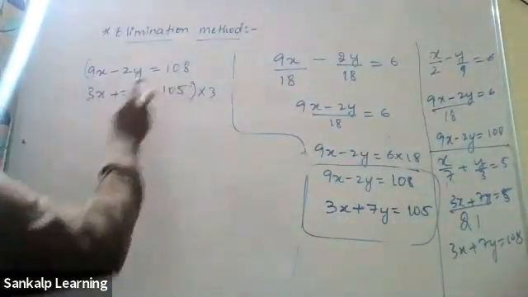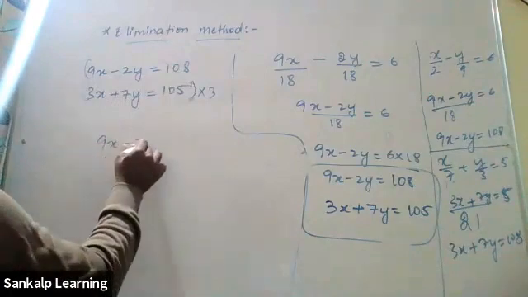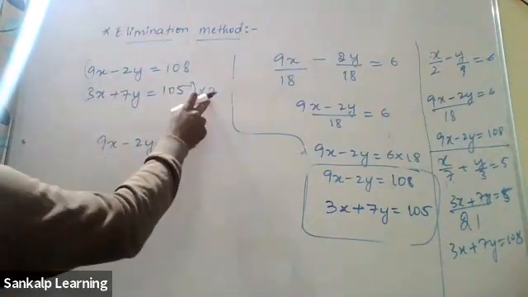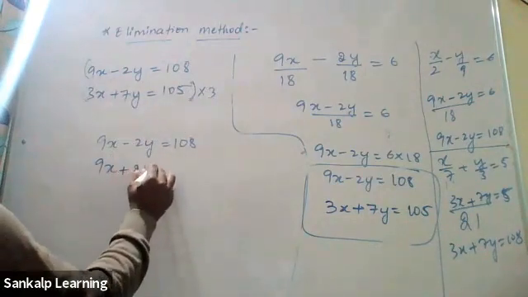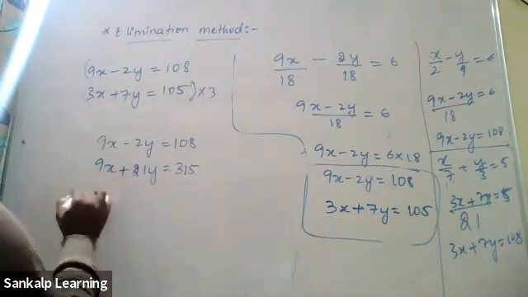Isn't it easy? Write the first equation as it is: 9x minus 2y equal to 108. For this, multiply. 3 into 3 is 9. 3 into 7 is 21. 3 into 105 is 315.